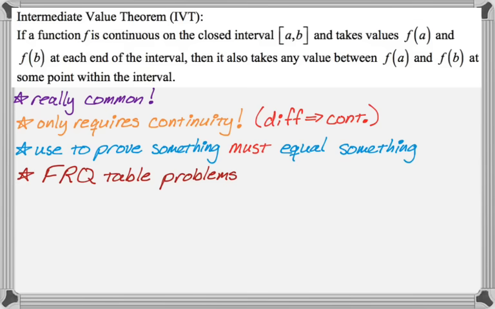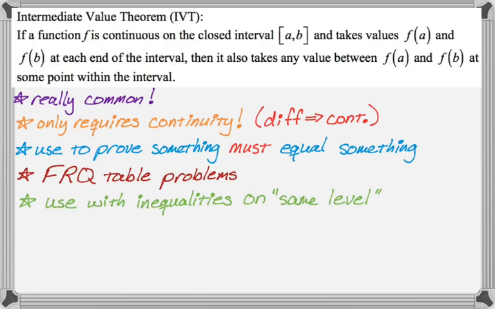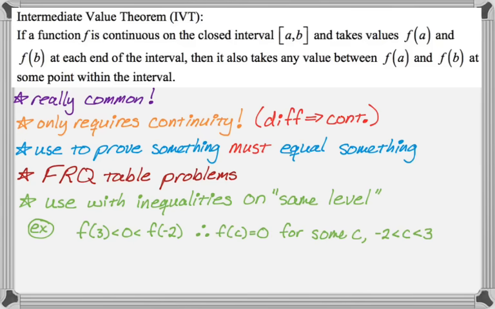Typically when you're using it, you use it with inequalities that are kind of on the same level. So what I mean by that is you might know that f of 3 is less than 0 and f of negative 2 is greater than 0, so you can set up this inequality. And therefore you know that f of c is equal to 0 for some c between negative 2 and 3 because you know that f is continuous. So if you're going to use it, you do want to say that the function is continuous.